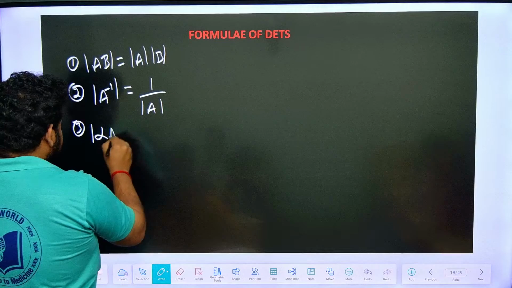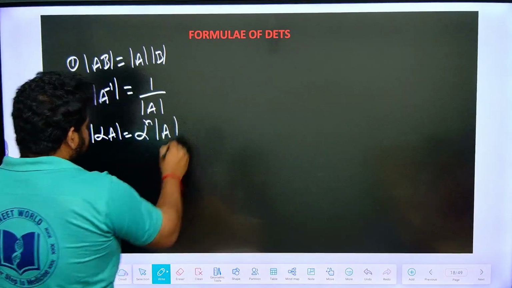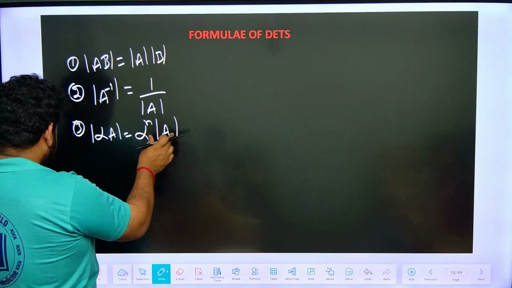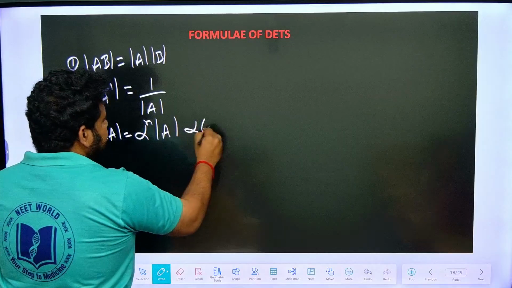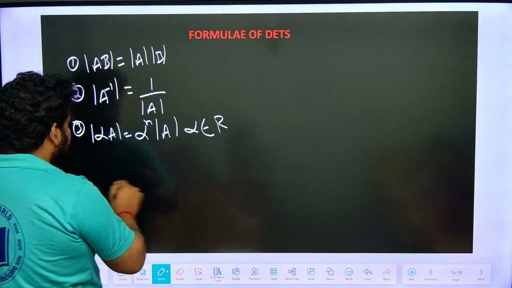Determinant of alpha into A can be written as alpha to the power of n into determinant of A, where alpha belongs to real numbers and n is the order of the matrix.